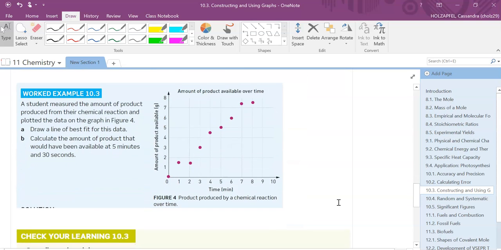Okay, so let's do an example. A student measured the amount of product produced from their chemical reaction and plotted the data on the graph in figure 4. Draw a line of best fit for this data. Calculate the amount of product that would have been available at 5 minutes and 30 seconds.